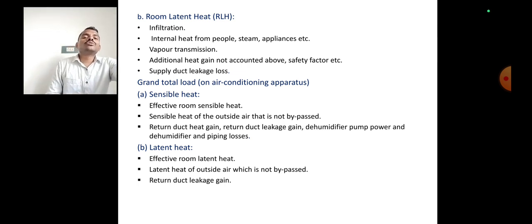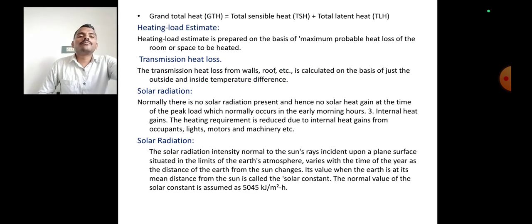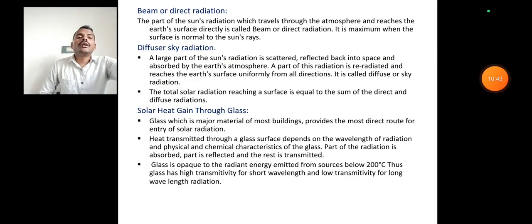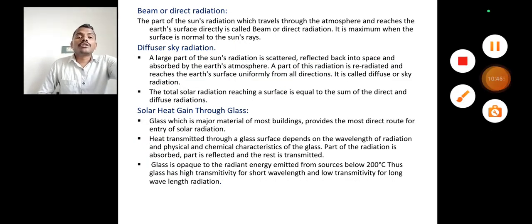Or we use different cooking appliances like a pressure cooker. It is also adding moisture to the room air. These are all latent heat. Or there may be some vegetables in the room. They are also adding moisture content to the room.